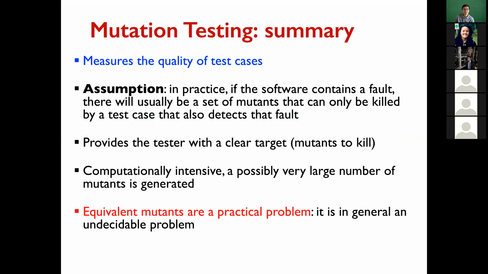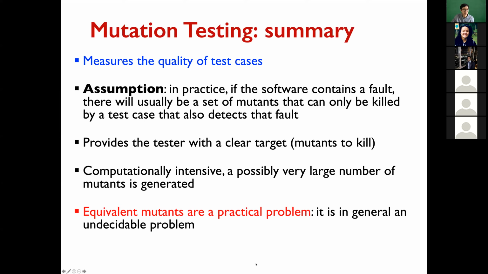Okay, so this is mutation testing. To summarize, mutation testing measures the quality of test cases. There's a basic assumption: if the software contains a fault, there will usually be a set of mutants that can only be killed by a test case that also detects this fault. So we can use mutants to measure the effectiveness of the test cases, and also provide the tester a clear target. We should kill all the mutants.